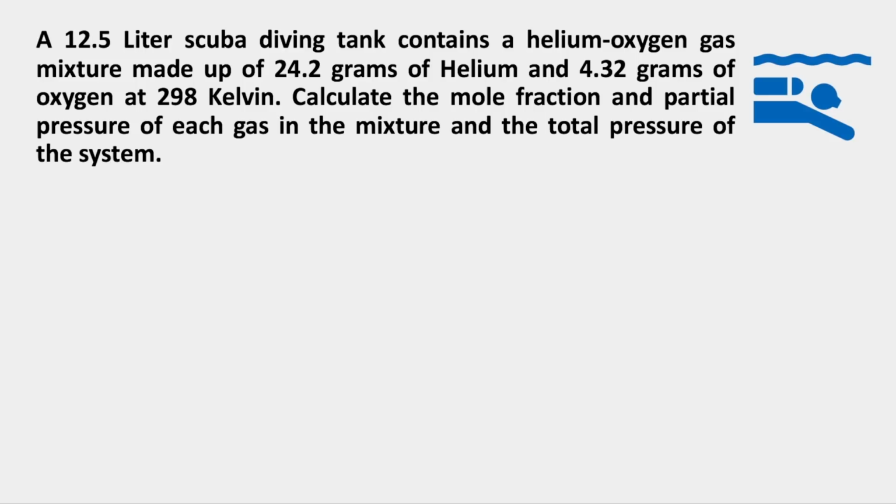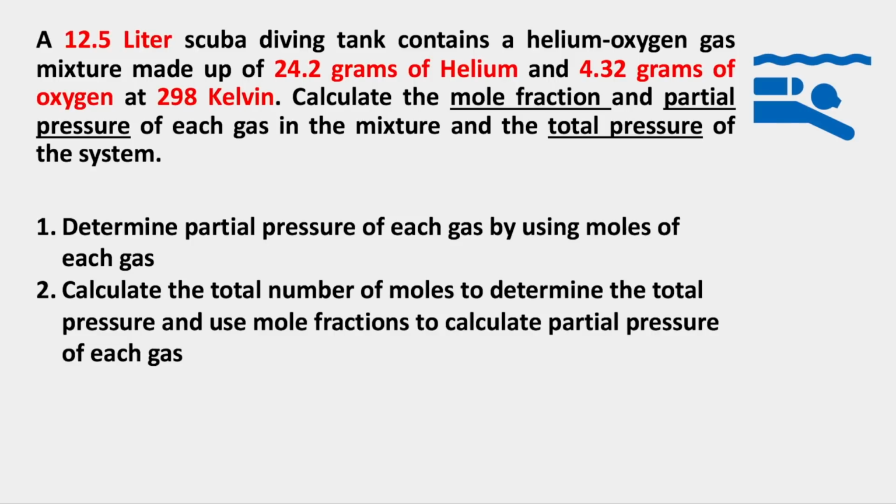Let's try practicing mole fractions. A 12.5-liter scuba diving tank contains a helium-oxygen gas mixture made up of 24.2 grams of helium and 4.32 grams of oxygen at 298 Kelvin. Calculate the mole fraction and partial pressure of each gas in the mixture, and the total pressure of the system. Well, let's first identify what they gave us. They told us the mass of each gas, volume, and temperature. We have two ways we can solve this problem. We can either determine partial pressure of each gas by using moles of each gas, or we can calculate the total number of moles to determine the total pressure and use mole fractions to calculate partial pressures of each gas.